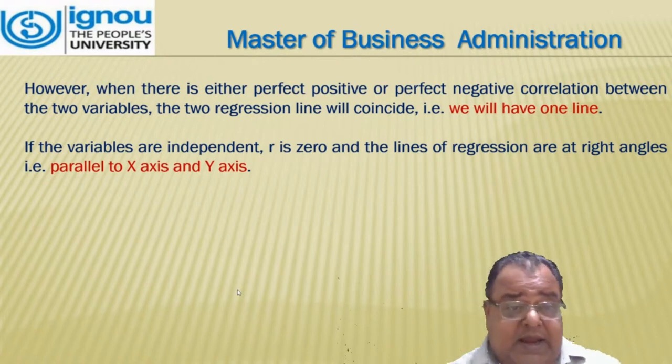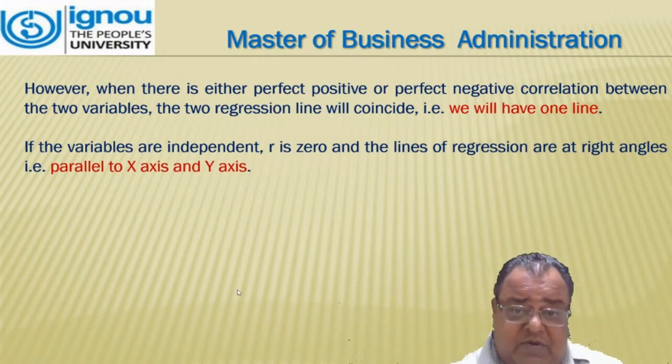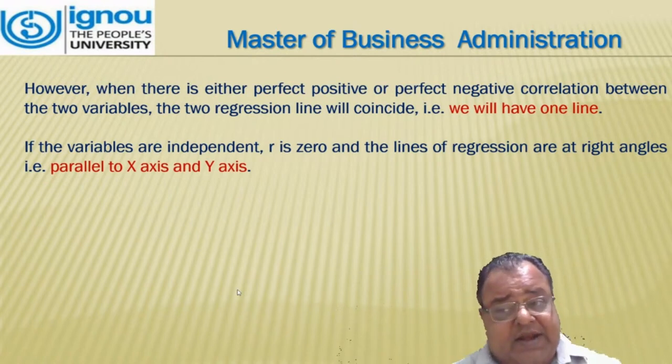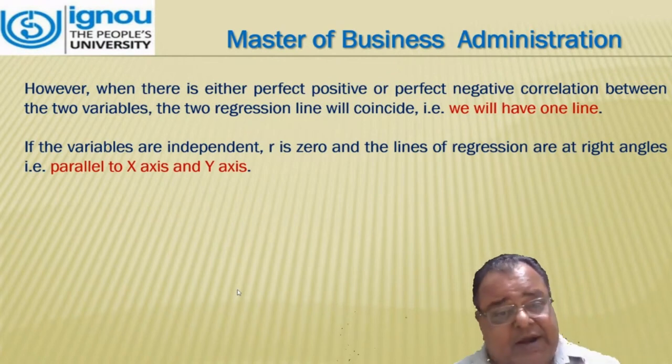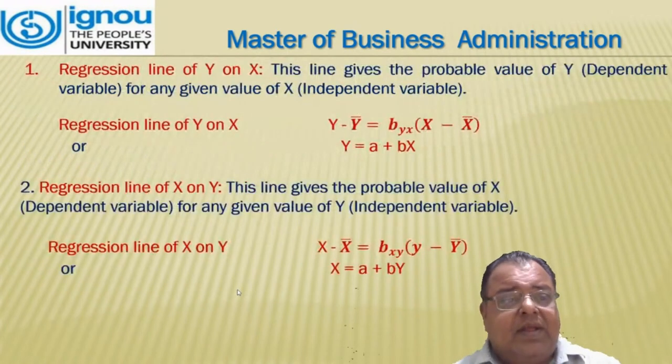If the variables are independent, r is 0. The lines of regression are at right angles, that means parallel to the x-axis and parallel to the y-axis.